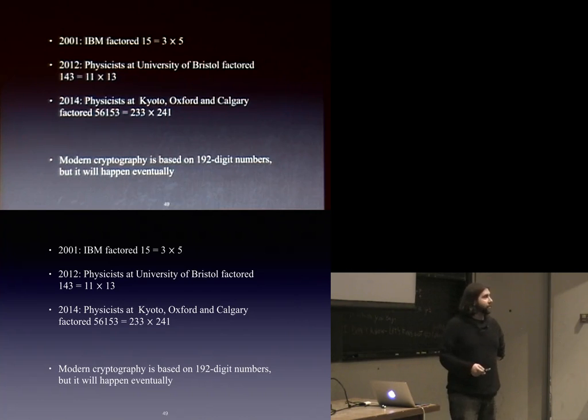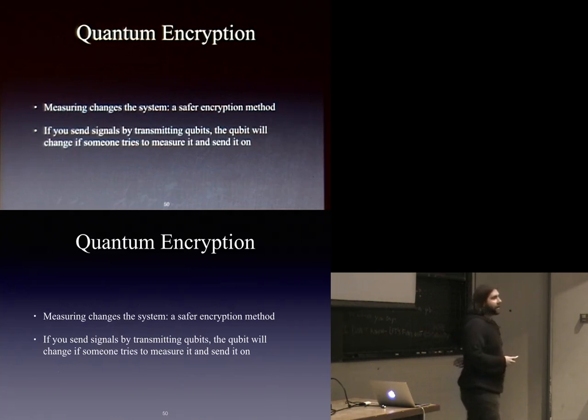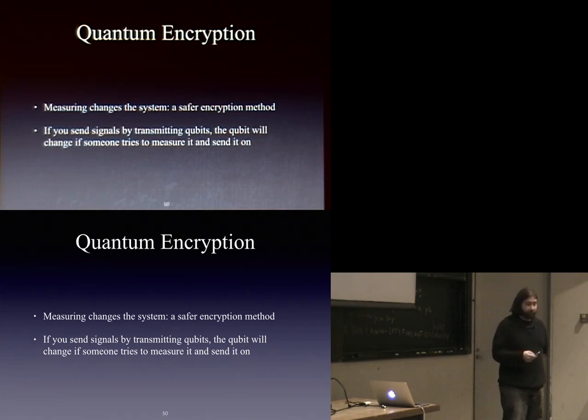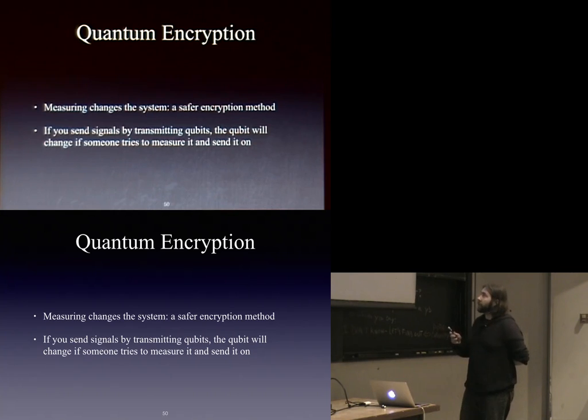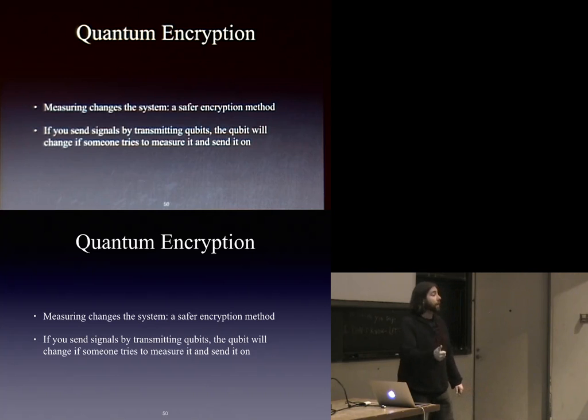Which maybe makes you worry, right? You think, well, okay, if this is going to happen eventually, what's going to happen to modern encryption methods? And the answer is people have already sorted that out. Just as you can use quantum mechanics to factor large numbers, you can also use quantum mechanics to come up with much better ways of encrypting things. The key idea is that measuring a quantum state can change the state. If it was in a linear superposition of up and down, and I measure the spin and see that it's up, then it's just up. So you've changed the state.